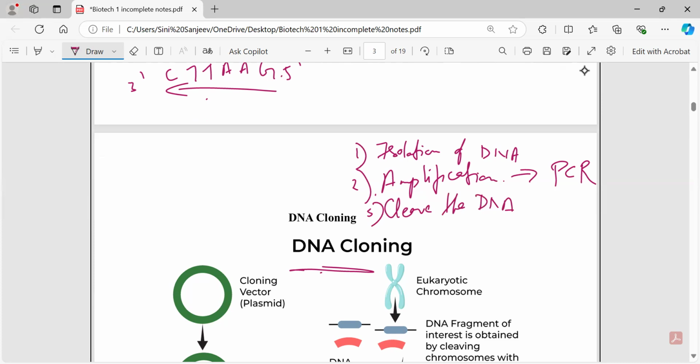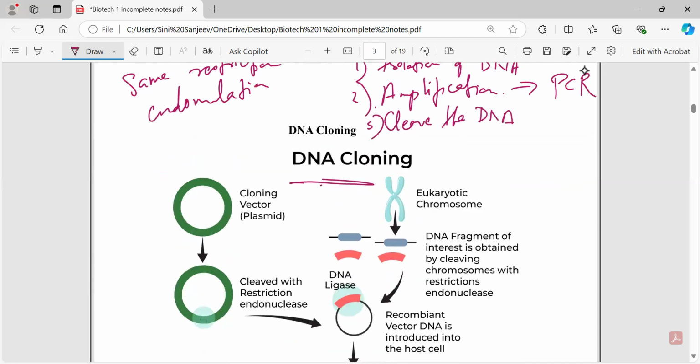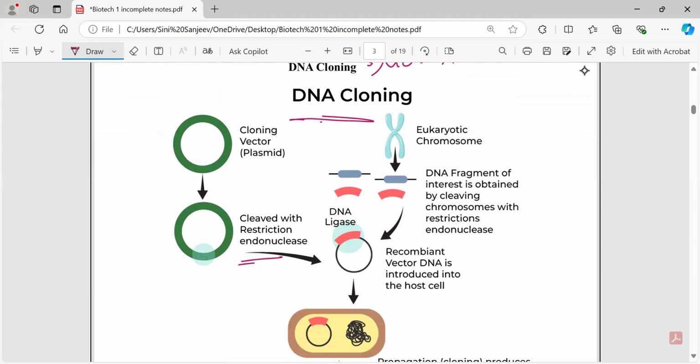Both the desired DNA and vector DNA you're going to cleave, but make sure that whenever you're doing this cleaving, your desired DNA and your vector DNA both should be cleaved using the same restriction enzyme. That's very important. That is the same restriction endonuclease. Once you cleave, it is shown over here like this. Now, vector is there, chromosome is there, and you're cleaving it with your restriction endonuclease.